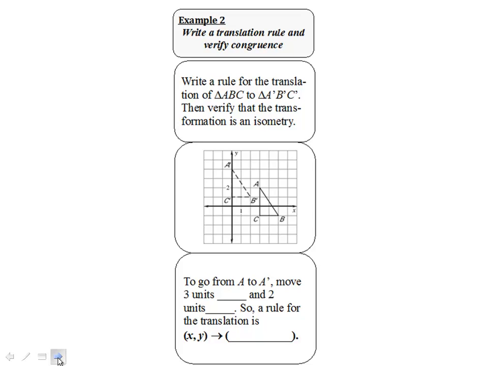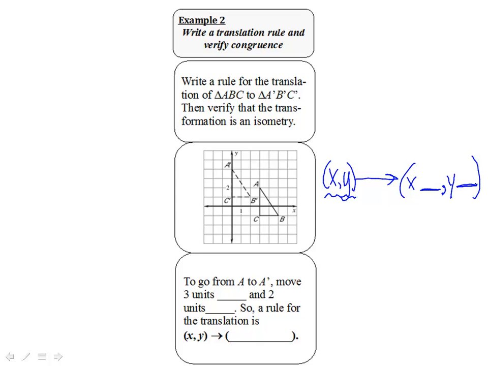Our second example says write a translation rule and verify the congruence. So remember, translation rules are (x, y) goes to, because this is our original point, and then we've got another ordered pair, and we're going to have x and tell us what to do with the x, and we'll have y and tell you what to do with the y. So our translation rules look like that. That's our general pattern here.